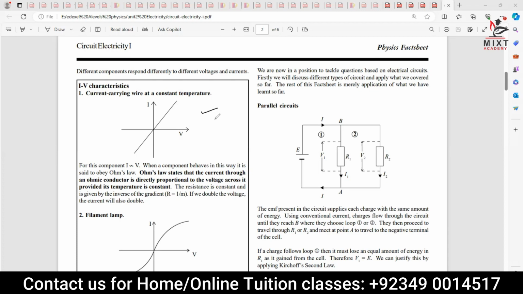What is the gradient, by the way? Y2 minus Y1 over X2 minus X1, and you take the reciprocal of this and you will get the resistance of the wire.